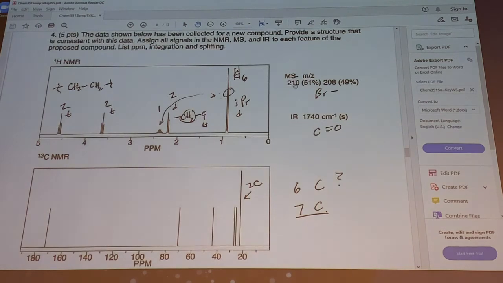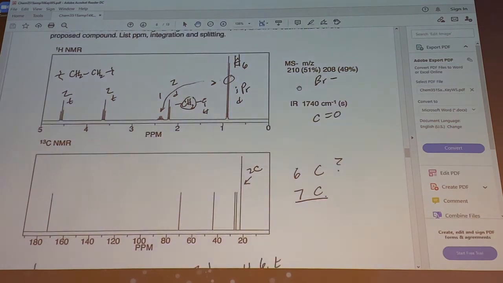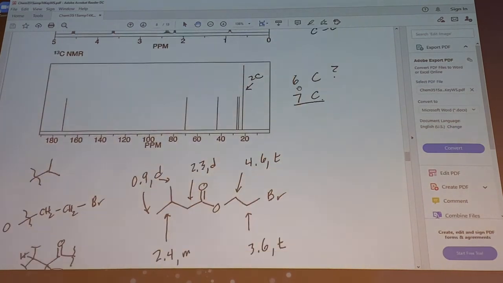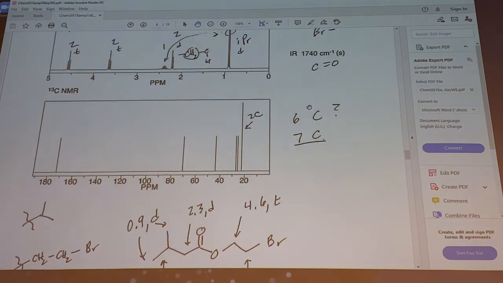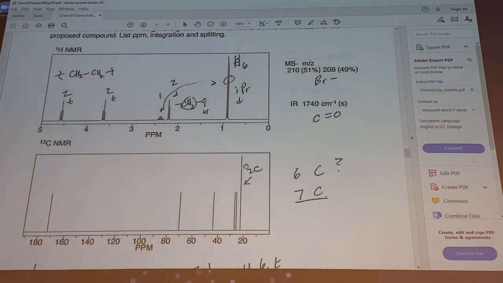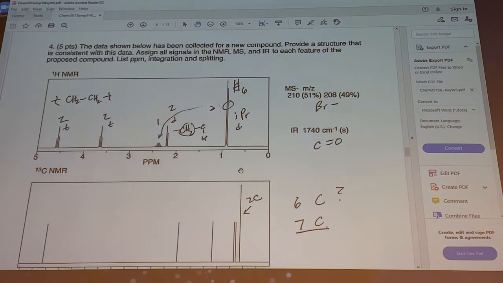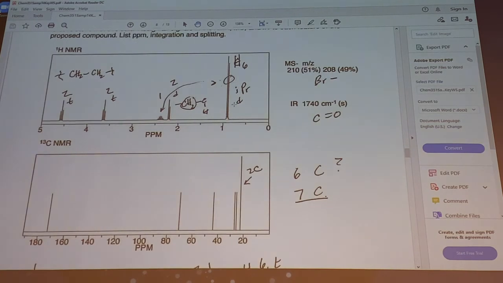And in the mass spec, you can see this has an M+2 for bromine, so the 208 to 210. You can come up with a molecular formula here pretty quickly, which is C7H13O2Br. And here you can count up your hydrogens and see, well, you've got this isopropyl group, 6 hydrogens right here. Okay, and then that.